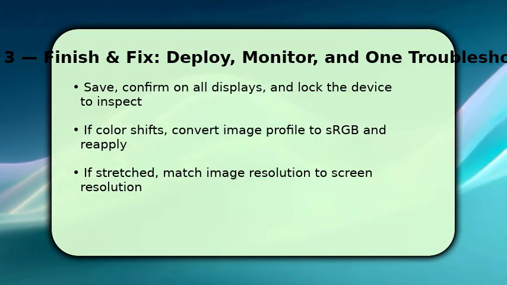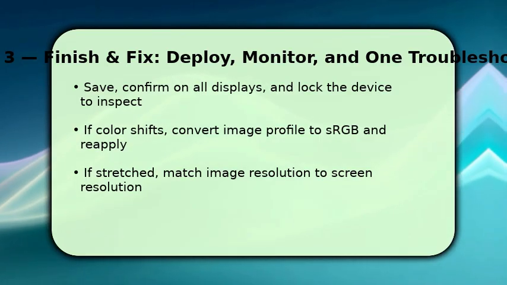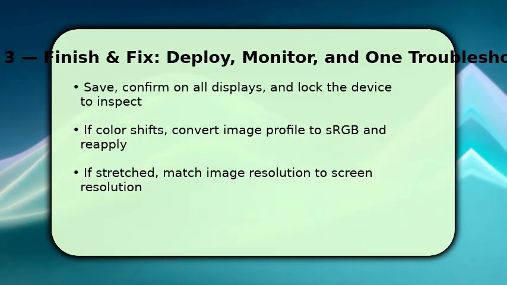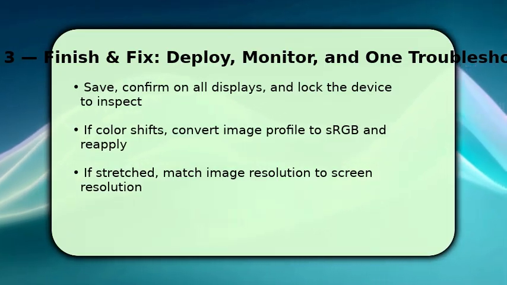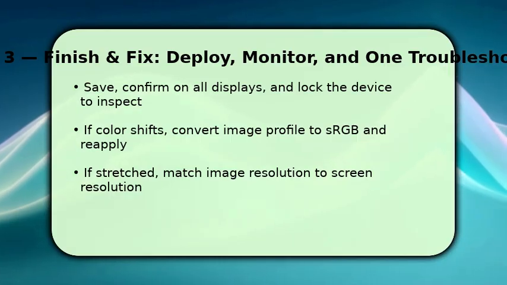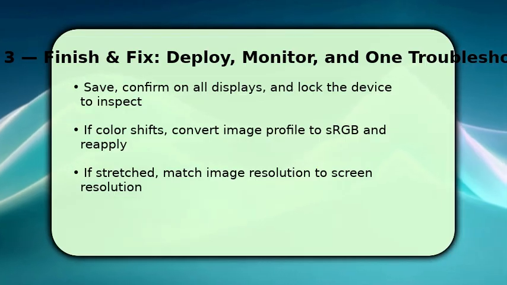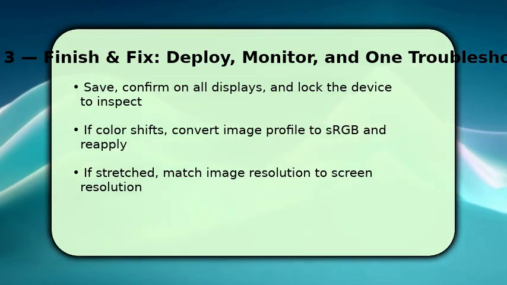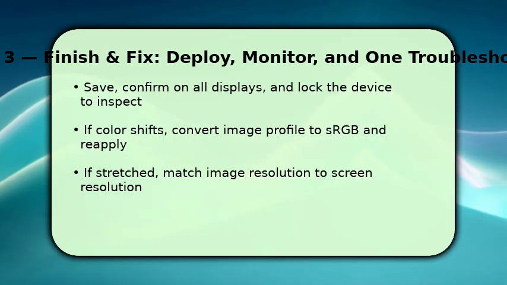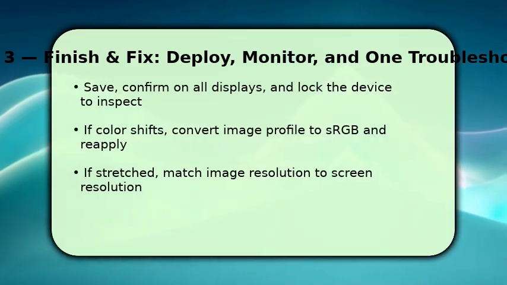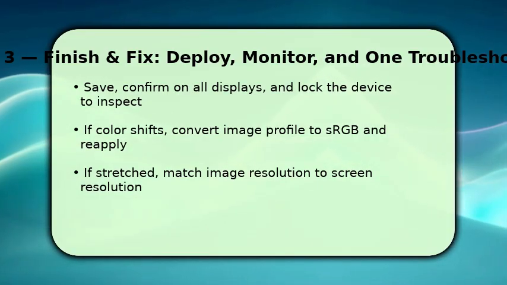If colors look off, convert the image to the sRGB profile. This standard prevents unexpected shifts, then reapply. If the image is stretched, match its resolution to the screen resolution exactly and retry. One key troubleshooting tip: clear any wallpaper cache or restart the device when changes don't appear. This often forces the system to refresh the image.